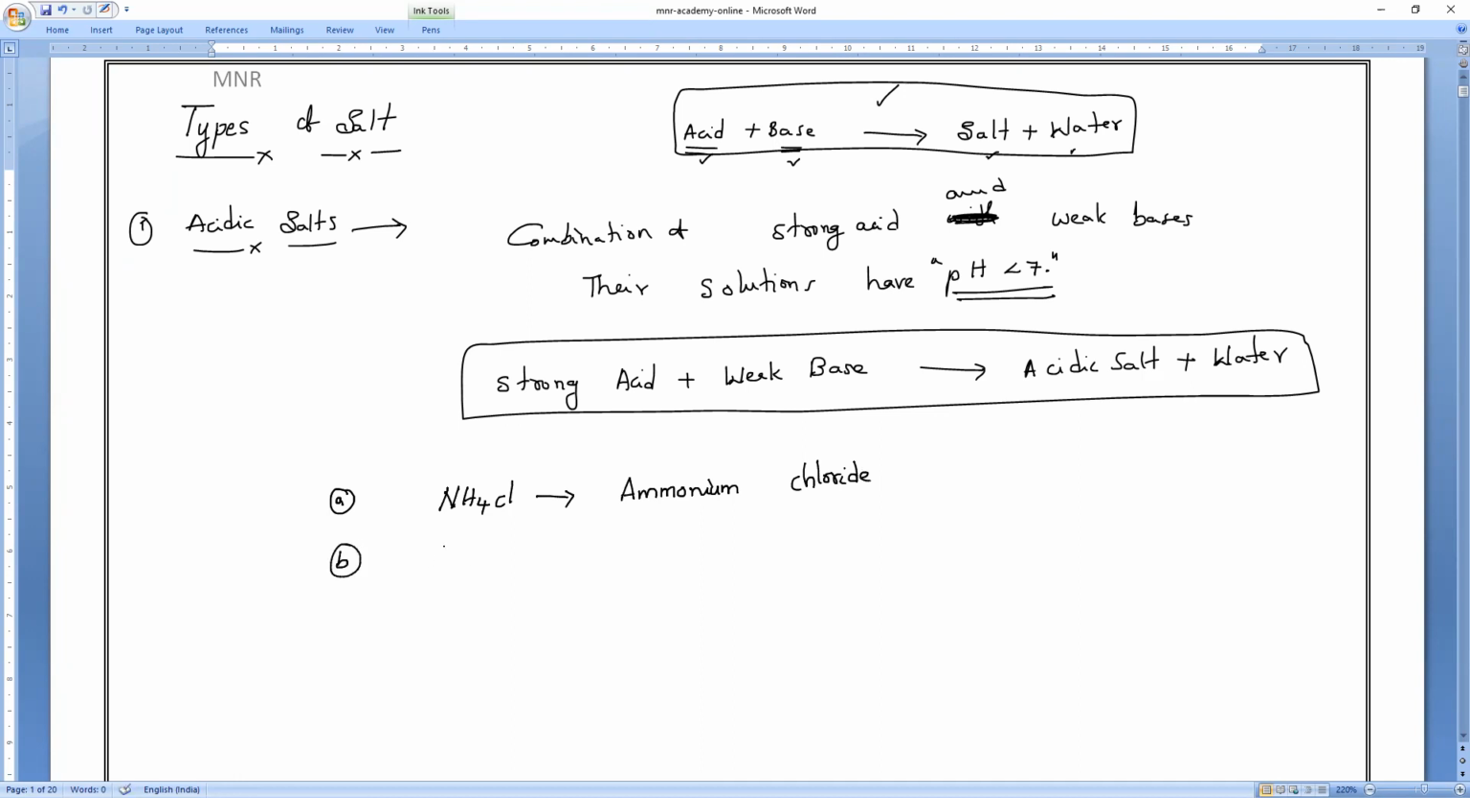Next, (NH4)2SO4, ammonium sulfate. Learn the formula.